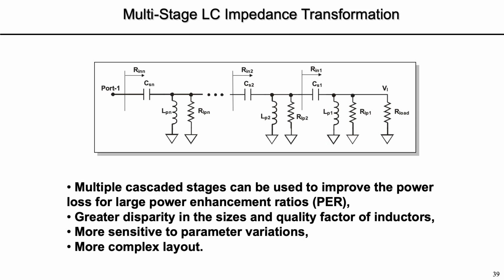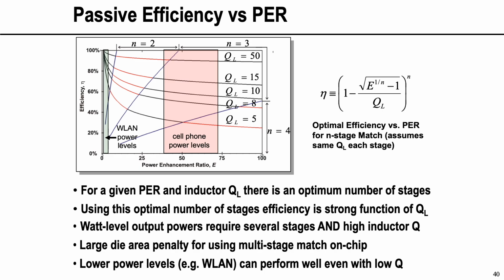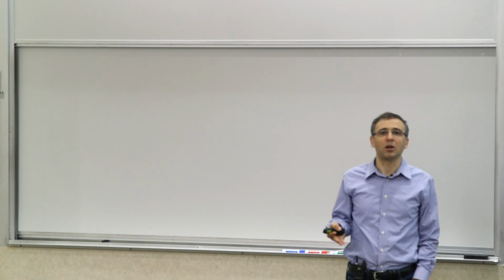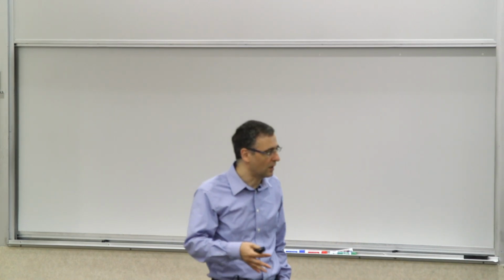So if you do that and find the optimum number of stages that would give you the best power efficiency for a given power enhancement ratio, you get this curve. These curves don't drop as precipitously as the other one, but still they're not that good. At a power enhancement ratio of 100 and a Q of 10, the passive network efficiency is a little bit over 50%. So that's still a lot of power loss, just purely in your passive network. So the question is, is there another way to think about this?